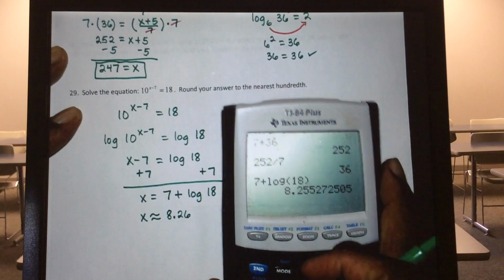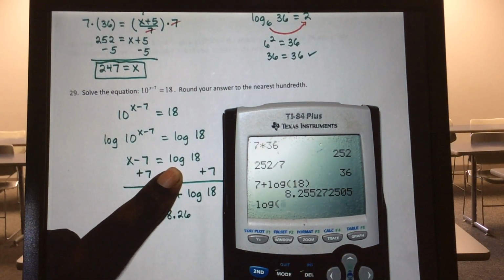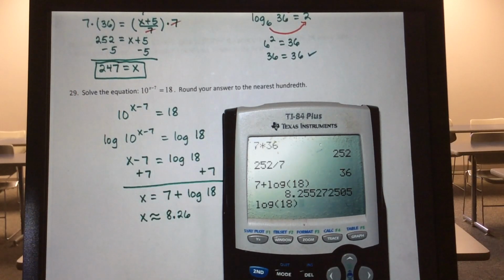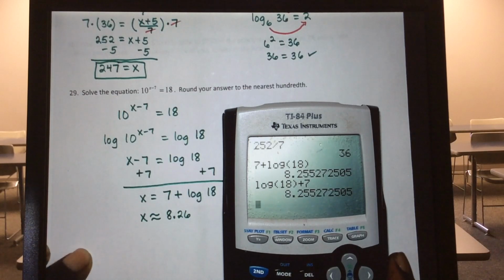Now, if you did it the other way, typing in the log and then 18, make sure you close the parentheses around the 18. Otherwise, you're going to get a wrong answer, because you only want the log of 18, and then that's going to be added to 7. Okay? And you'll still get approximately 8.26.